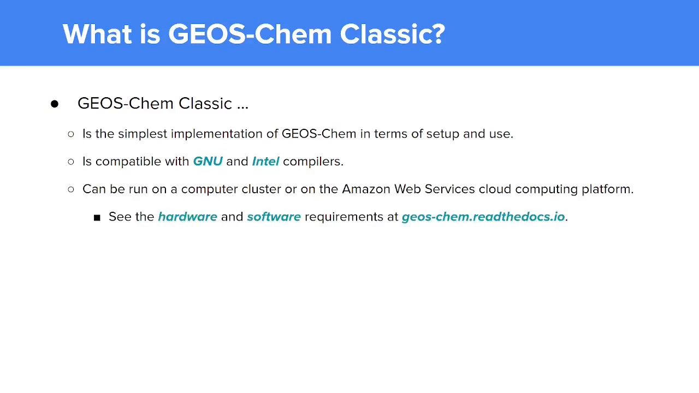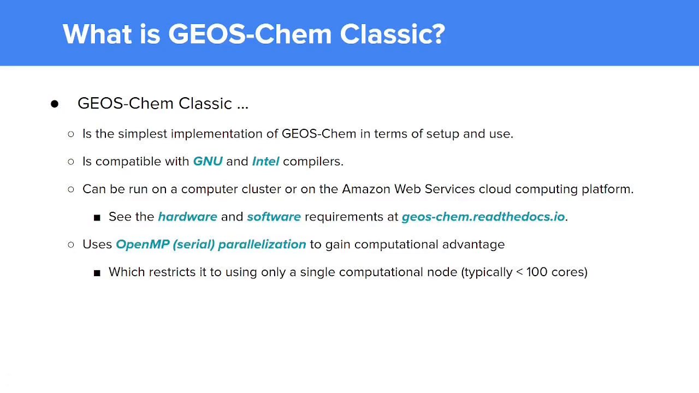GEOS-Chem Classic can be run on a computer cluster, such as if you're at a university or similar institution like NASA or NOAA or whatever. Or if you don't have access to a computer cluster, you can run it on Amazon's cloud computing platform. You can take a look, as I showed before, we have hardware and software requirements as we just looked at, Read the Docs page before. So you can take a look and see what you need on your specific system to get running with GEOS-Chem Classic.